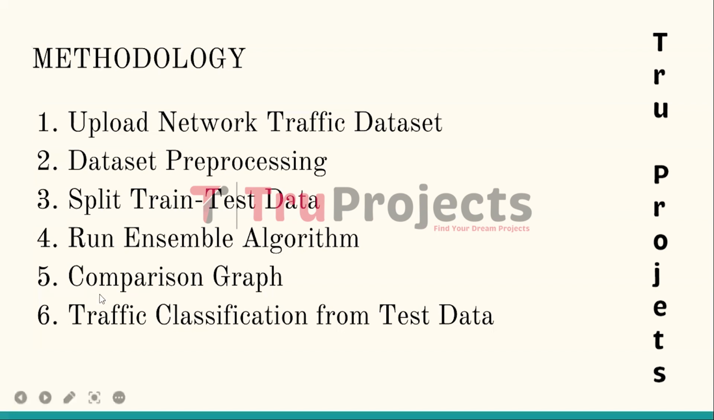And the last and final module is Traffic Classification from the Test Data. In this module, the ensemble model trained in the previous step is used to classify the test data. The test data, which was not seen by the ensemble model during training, is inputted into the model. The ensemble model applies its combined decision-making approach to predict the type or class of network traffic present in the test data. The output of this module is the classification result indicating the predicted traffic type for each data instance in the test data set.